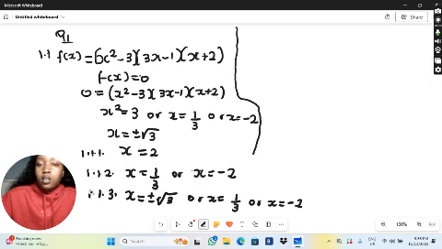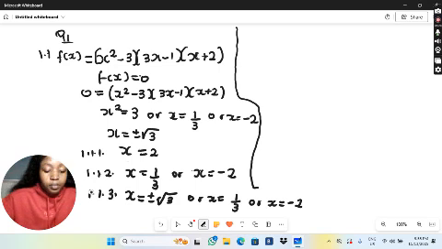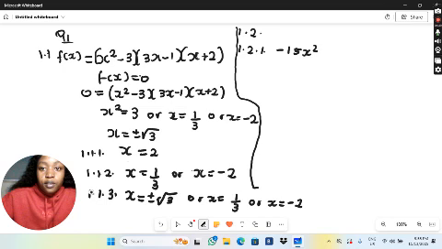So I'm going to divide this page so that we can tackle question number 1.2. So on 1.2.1, we are asked to solve for x if you have negative 15x squared minus 9x plus 4 equal to 0. And they are saying that you should correct it to 2 decimal places. When they say correct to 2 decimal places, 3 decimal places, or 1 decimal place, we all know that we have to use the quadratic formula.